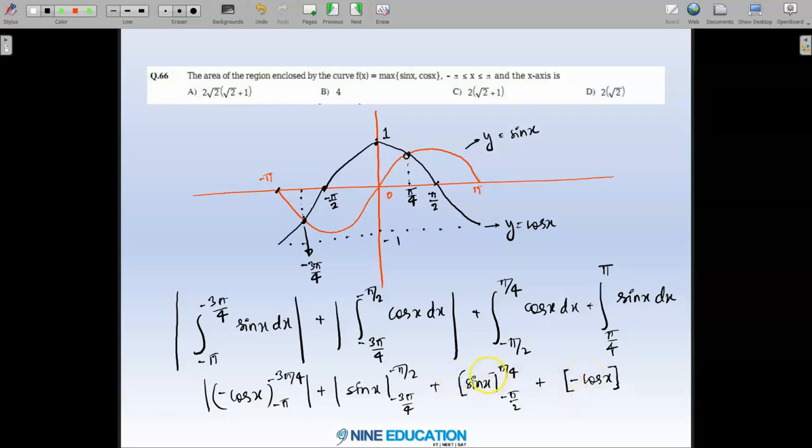Even this is not mod, this is sin x, on which we need to put pi by 4 and minus pi by 2 as the limit values. So this is pi by 4 to pi. Only first two terms are having modulus sign to make it positive, because the area was below the x-axis. And if you put all these limits, you will be getting 4 as the answer.